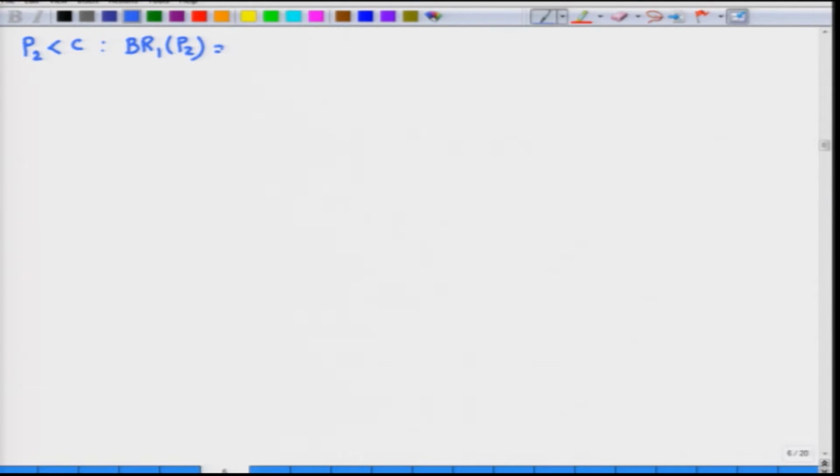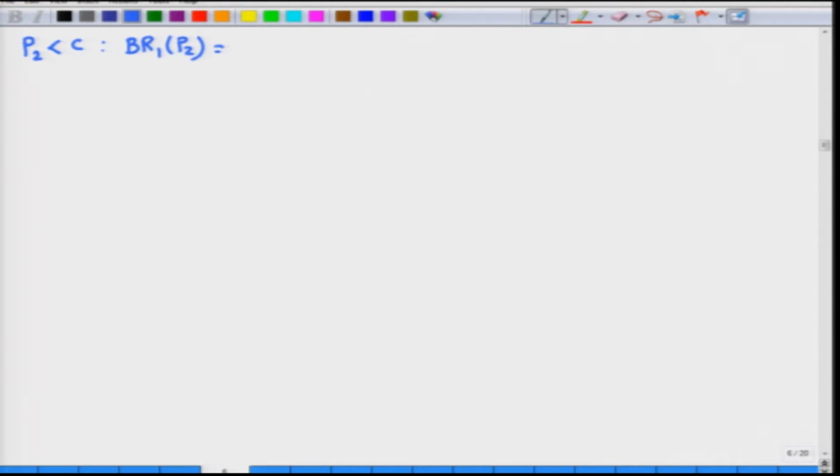Now, if P2 is charging a price which is less than C, which means firm 2's profit is already negative, what can firm 1 do to maximize its profit? Well, if firm 1 chooses a price equal to what firm 2 sets, so let us say P2 is some number less than C and firm 1 also sets that same price, then they split the market, but firm 1's price is also lower than the marginal cost because P1 is equal to P2. So, its profit becomes negative.